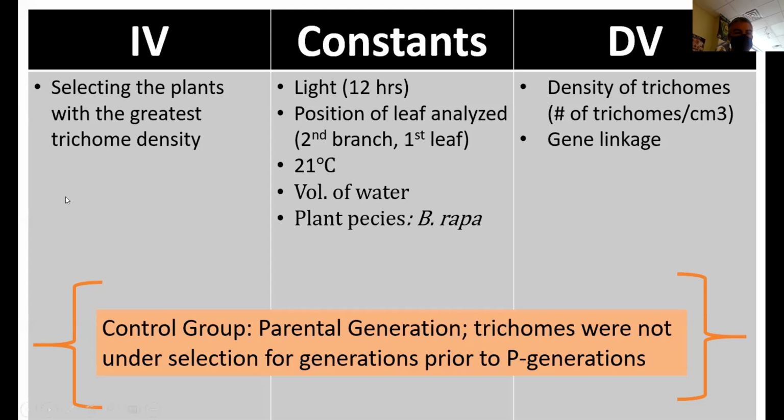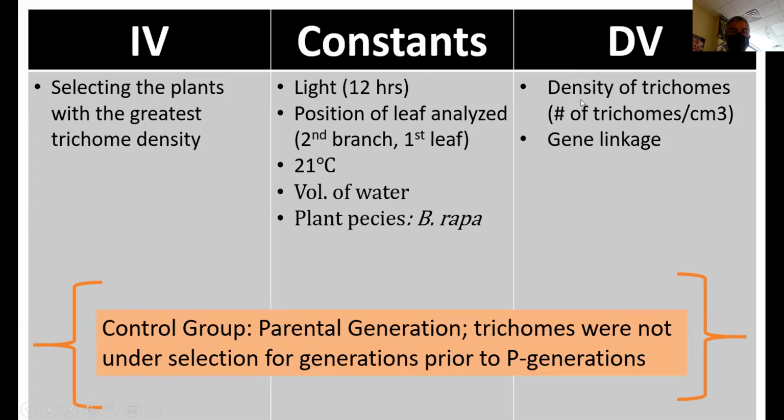Okay, well, this is what we did last time. I just want you guys to remember what we were doing. We were looking at an experiment. We were selecting traits with the greatest trichome density. And these are just 5 of many different constants that you guys came up with. And we had 2 dependent variables.